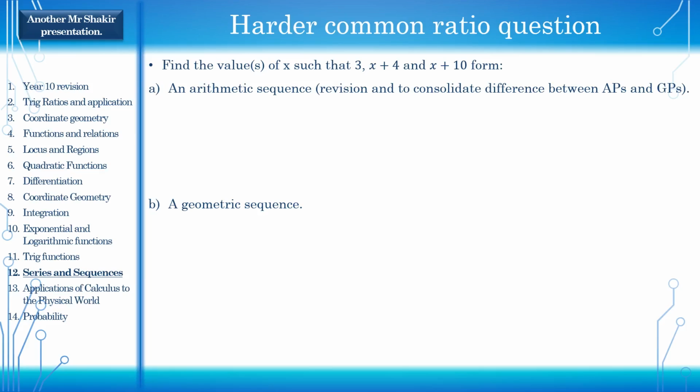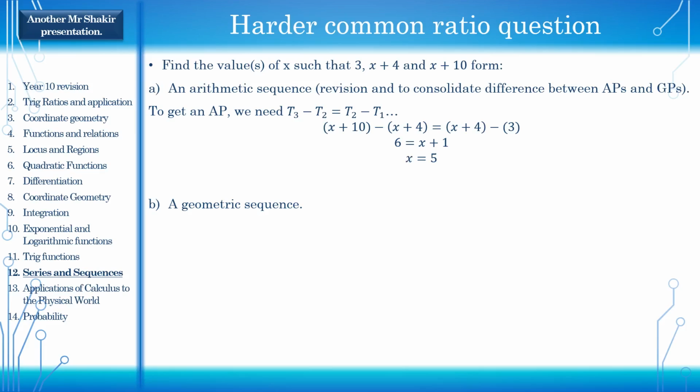Well, how do we test for an arithmetic sequence? We do T3 minus T2, the third term minus the second term, has to equal the second term minus the first term. So just substitute it in. The third term was x plus 10 minus the second term x plus 4, and we have to make it equal to the second term minus the first term, which is x plus 4 minus 3. Simplify, you get x equal to 5. Easy.